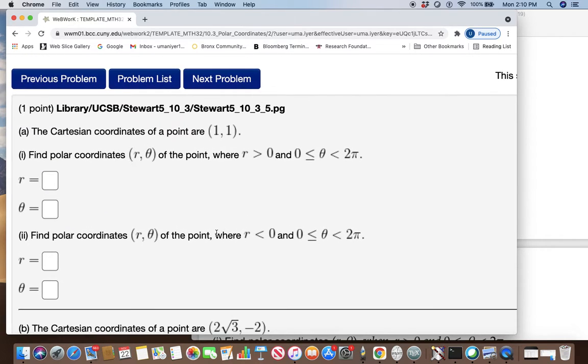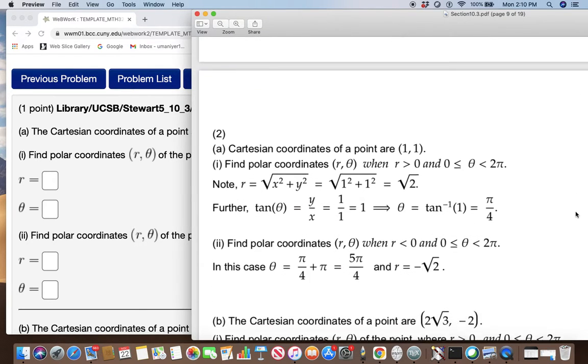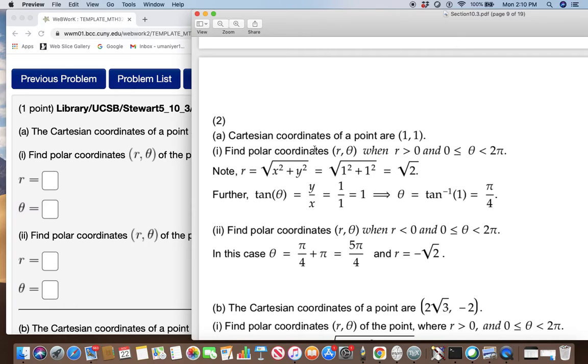Next, find the polar coordinates. So you have been given point 1, 1 in Cartesian coordinates. Find the polar coordinates when r is positive. Second part, find polar coordinates when r is negative. Okay, so you are allowed negative r or positive r. So let's understand that. Cartesian coordinates are 1, 1. To find the polar coordinates when r is positive, what is r? It is square root x squared plus y squared. That's the positive root. So positive root 2.